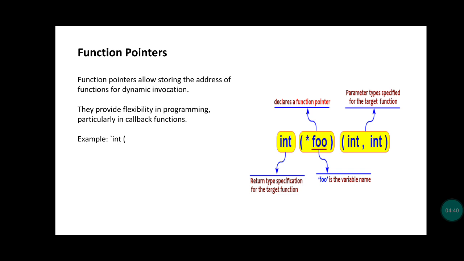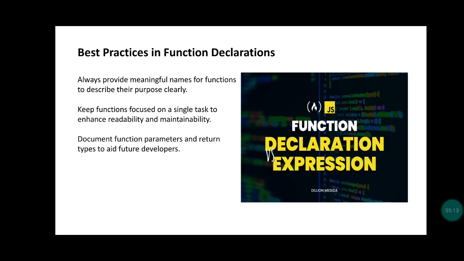Function pointers. Function pointers allow storing the address of functions for dynamic invocation. They provide flexibility in programming, particularly for callback functions. Function pointers are declared with the return type specific to the target function and the parameter types specified for the target function. foo is the variable name for the function pointer.